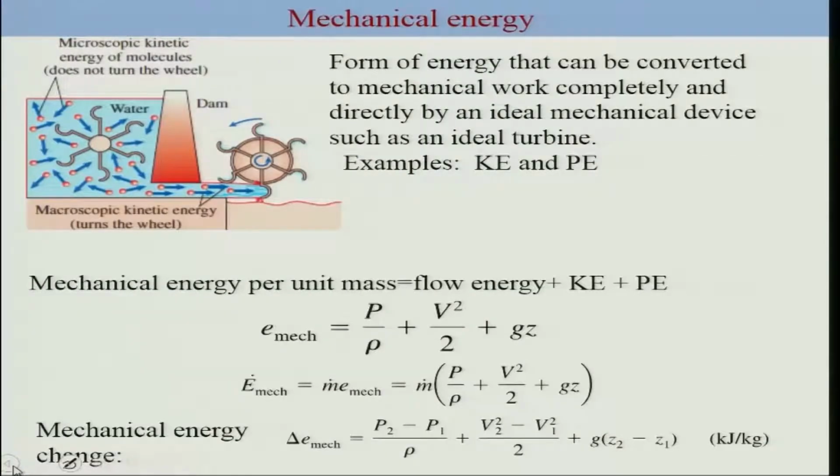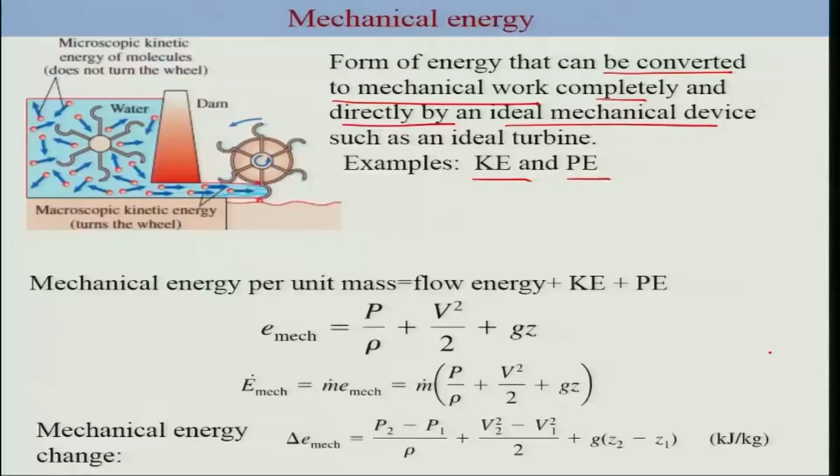It is a form of energy that can be converted to mechanical work completely and directly by an ideal mechanical device such as an ideal turbine. The examples are macroscopic kinetic energy and potential energy. Thermal energy is not a part of mechanical energy, the reason being that thermal energy cannot be converted directly and completely to work, due to the second law of thermodynamics, and that's something we are going to learn later.